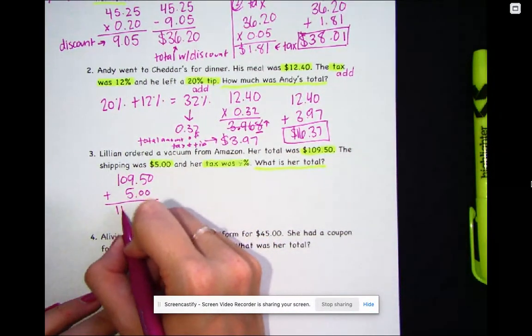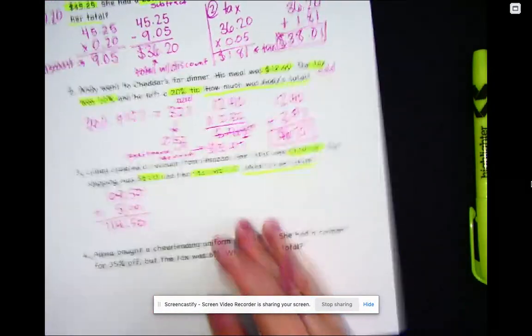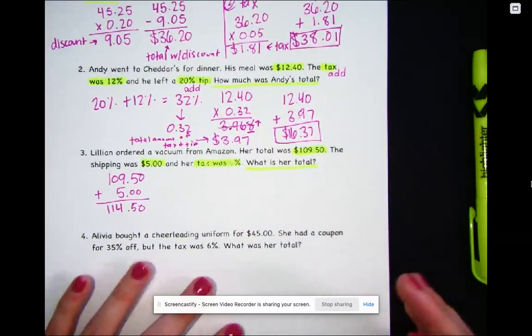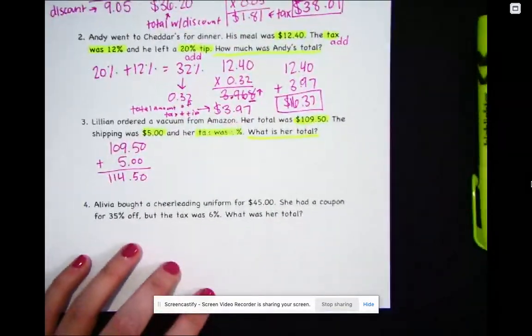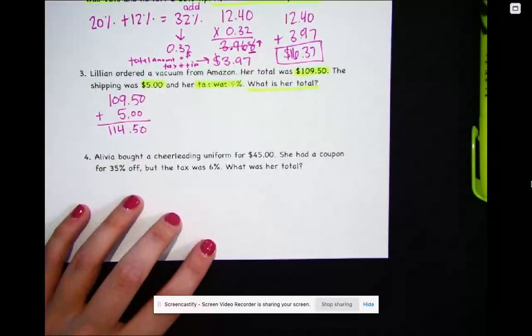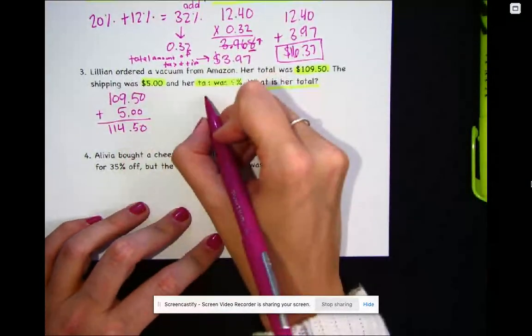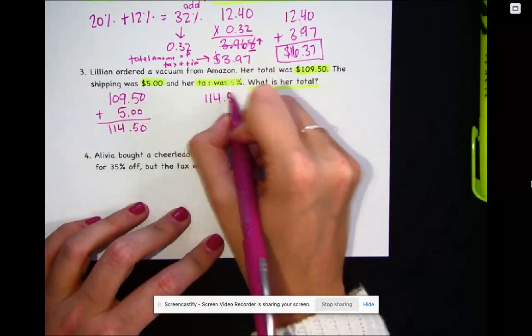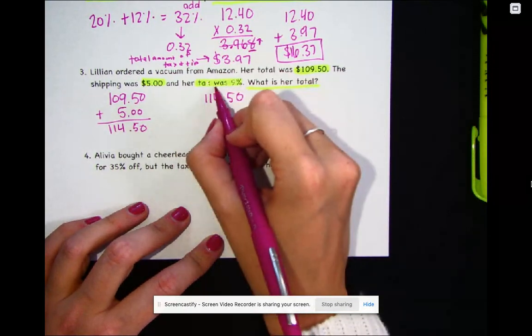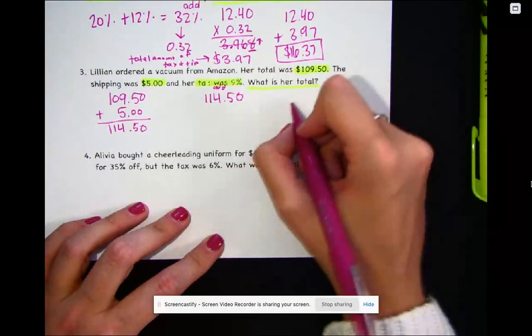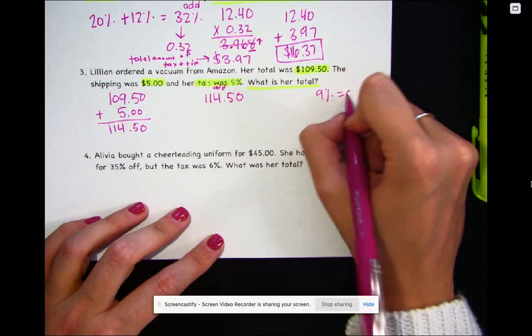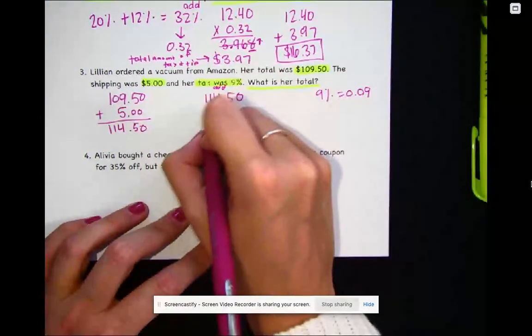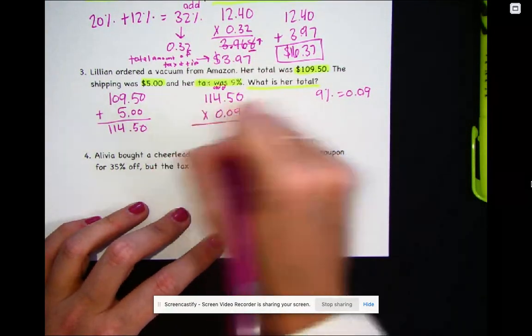Sometimes shipping is free. Sometimes you have to pay for shipping. It just depends where you're ordering from. Okay, so here at Amazon, her shipping was $5. So what I'm going to do is take that new total and find the tax. Remember, tax means to add. We have 9%, which is 0.09. So I'm going to multiply that times 0.09.